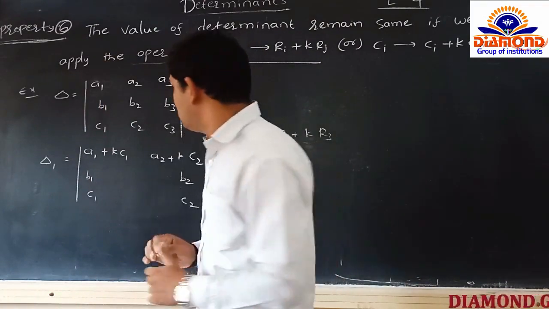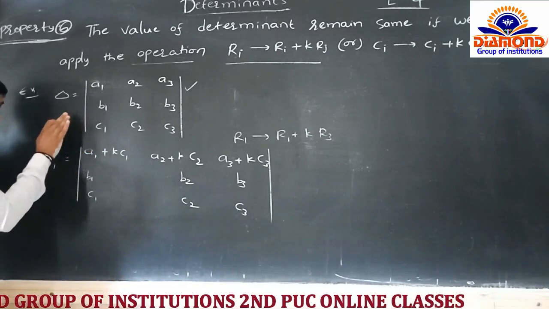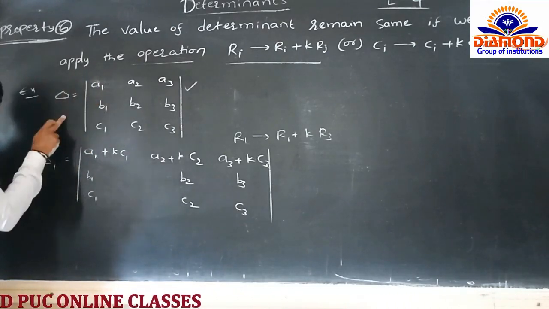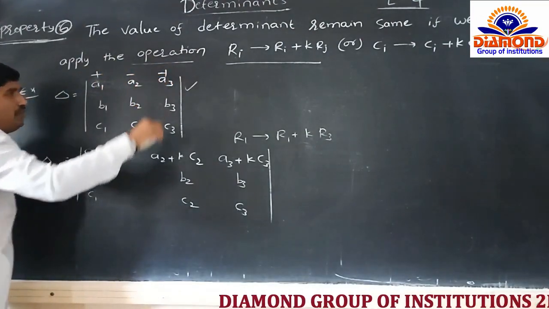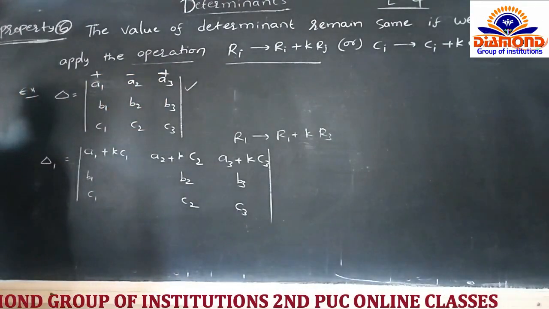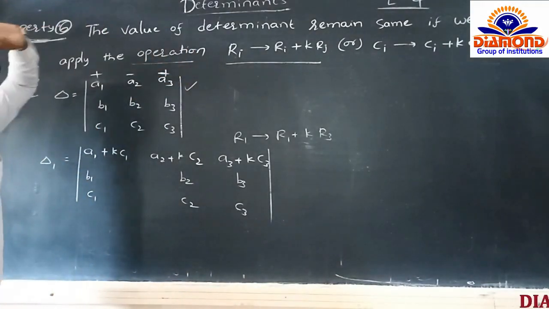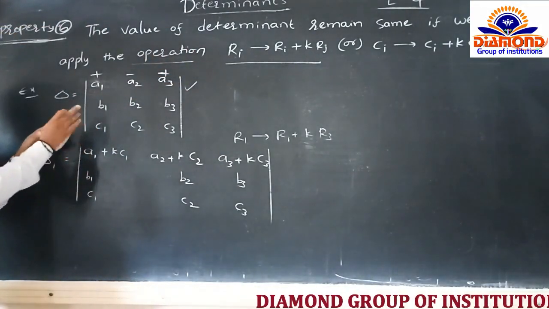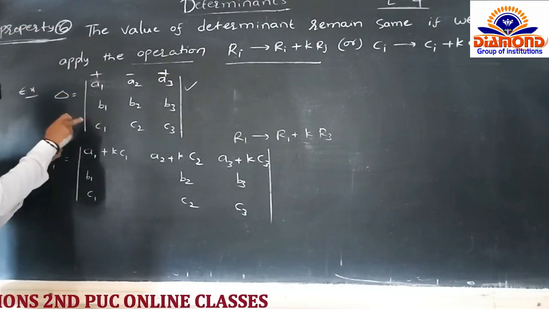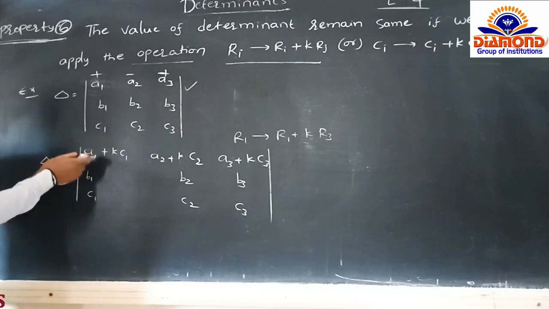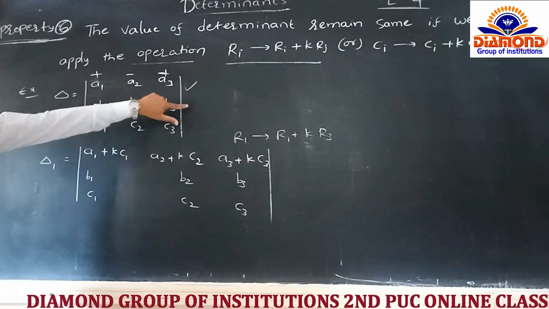So see here, I will explain this by taking an example. This is the determinant. Suppose we expand this along R1, taking the plus minus plus signs, and we get some result. If we apply the operation to this determinant, we can definitely have the same result, whatever we get by expanding this.